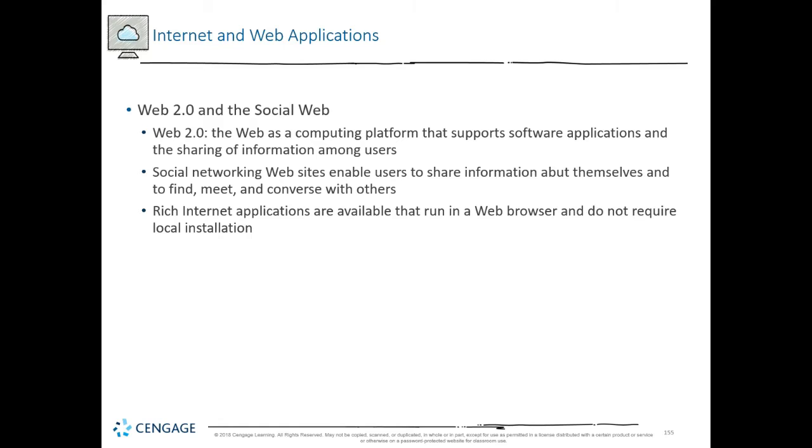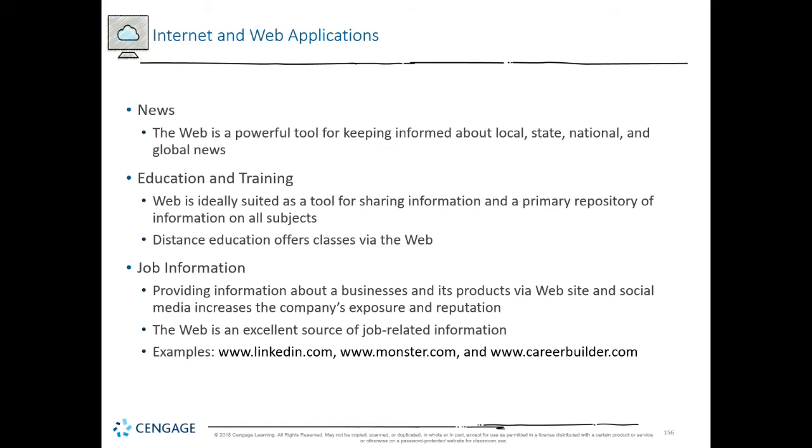Internet and web applications. Web 2.0 and the social web. Web 2.0, the web as a computing platform that supports software applications and sharing of information among users. Social networking, websites that enable users to share information about themselves to find, meet, and converse with others. Rich Internet applications are available that run in a web browser and do not require local installation.